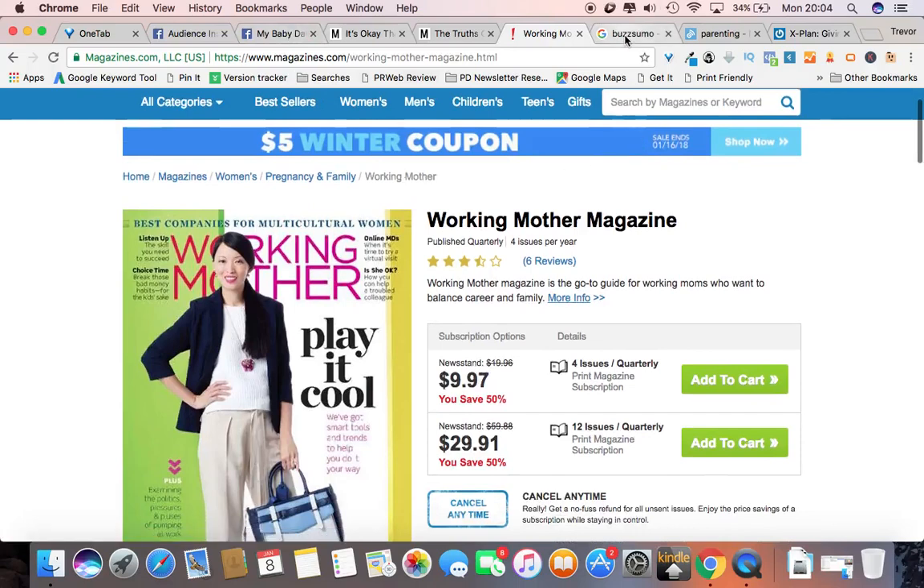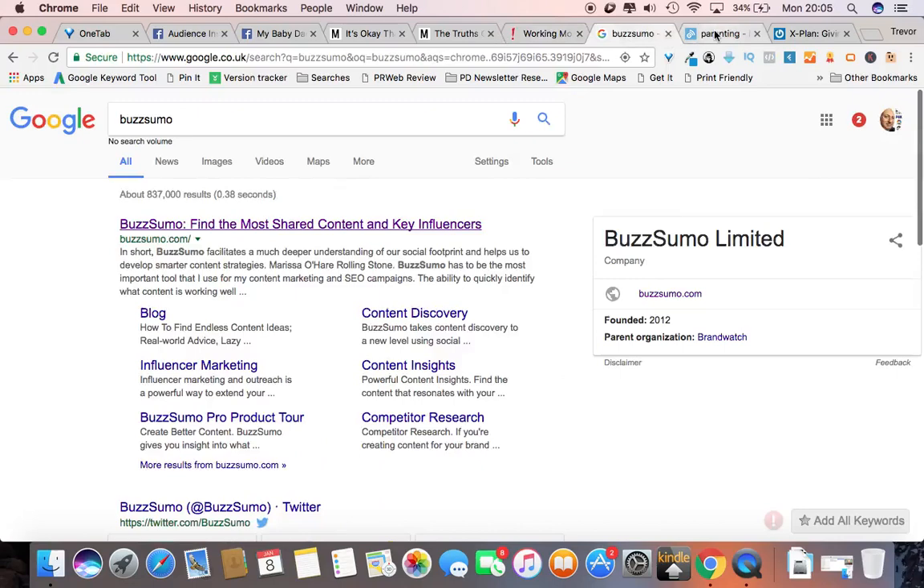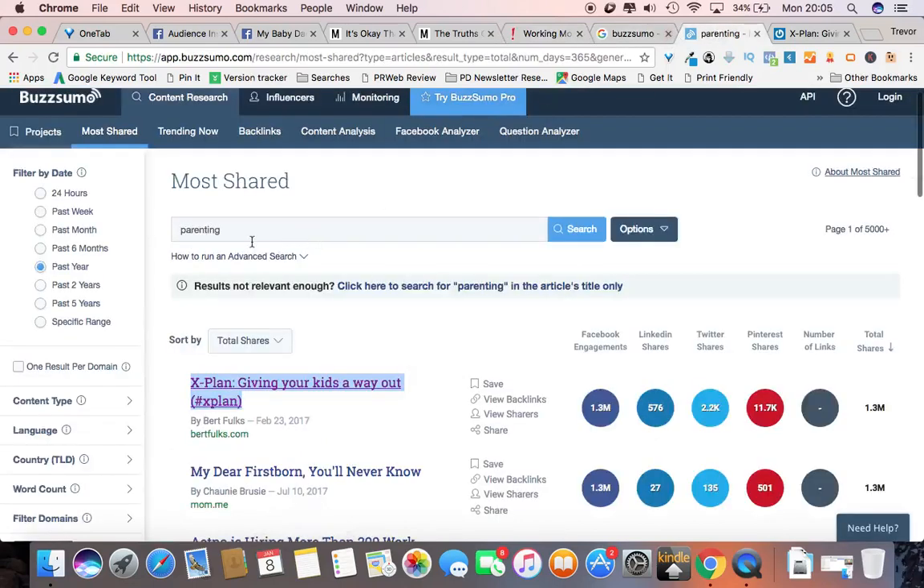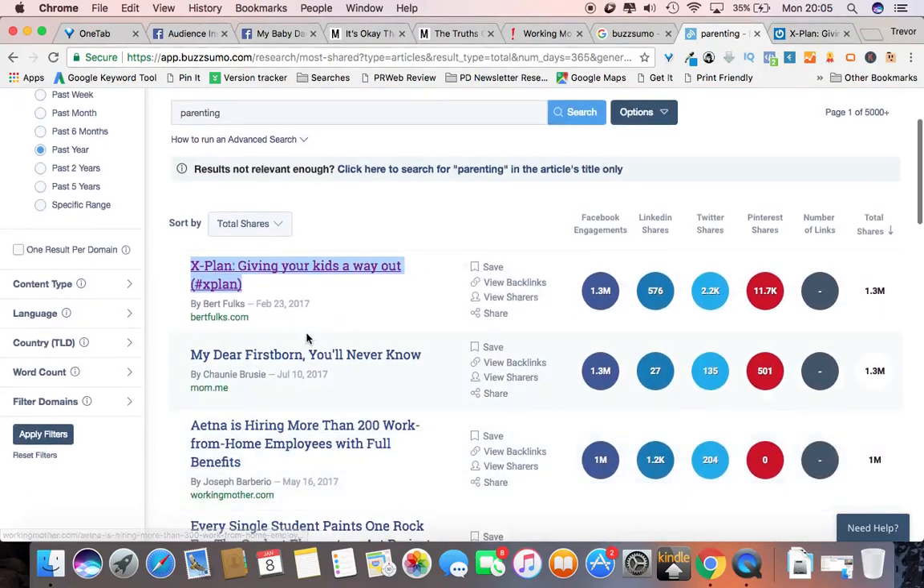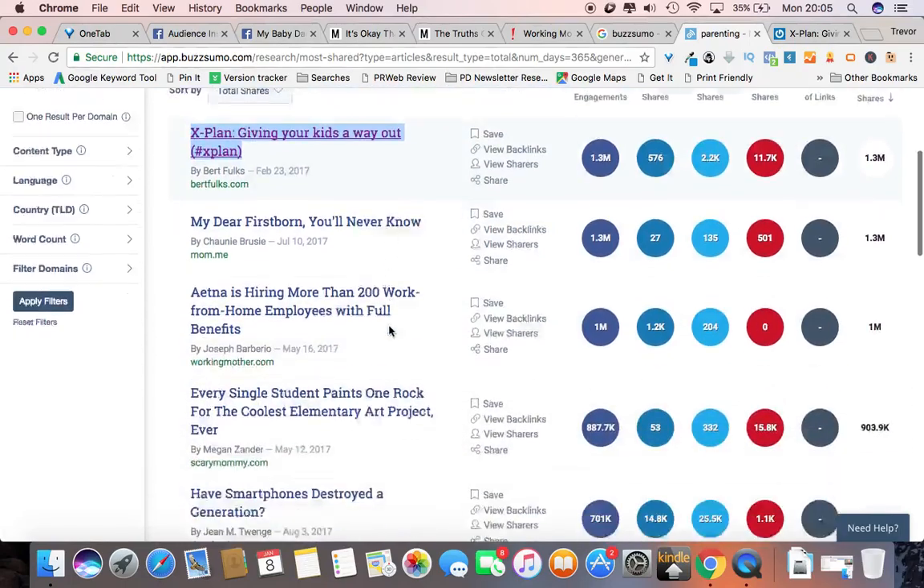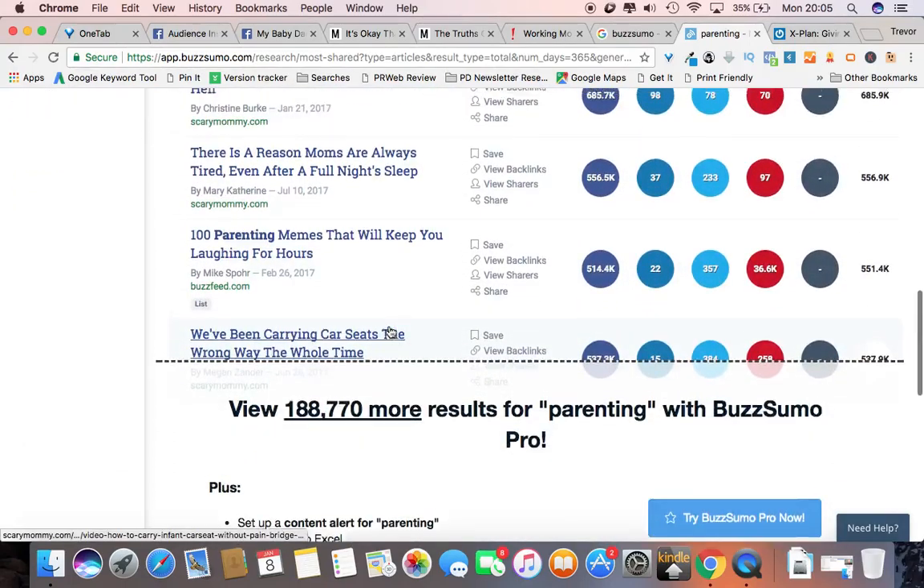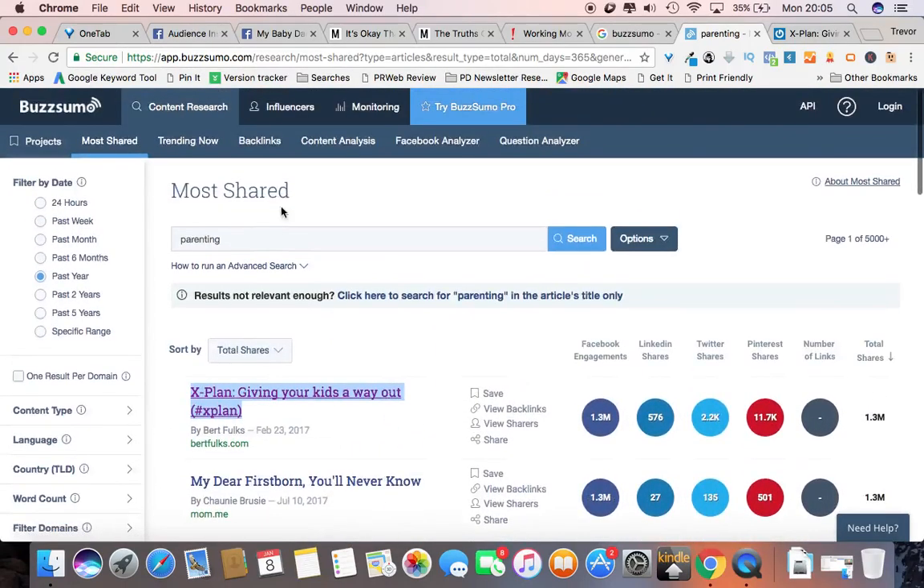One more before I go. BuzzSumo. buzzsumo.com, and I went here. This is the free version. Didn't pay for this. Just typed in the word parenting. It defaults to the past year, but you could change that date range. And here are the top articles and links that BuzzSumo found for that thing.